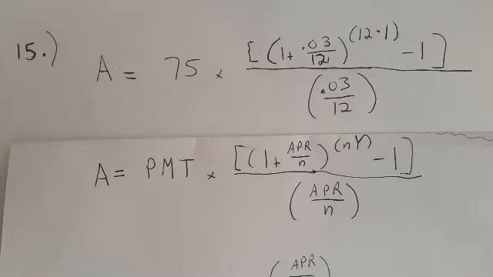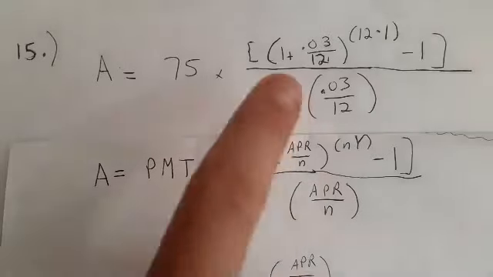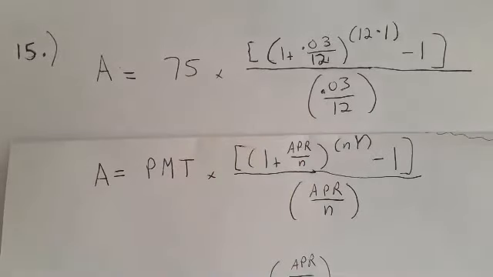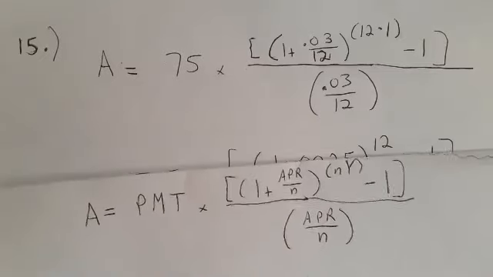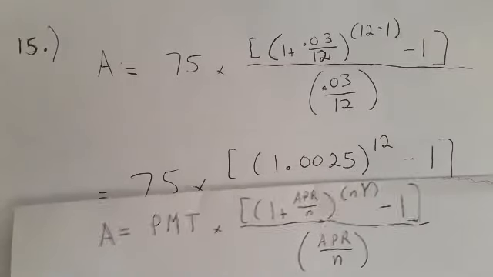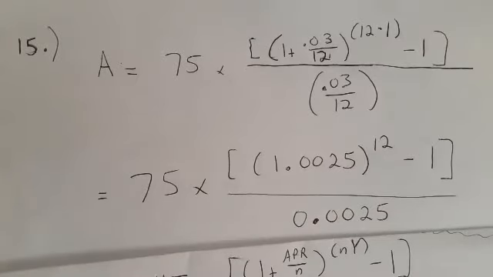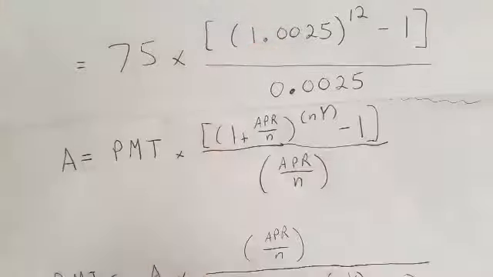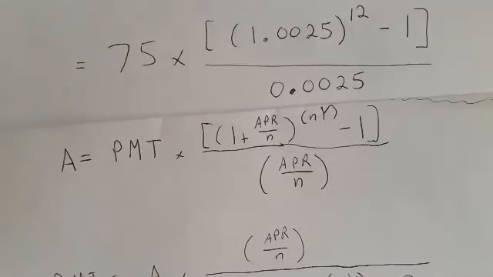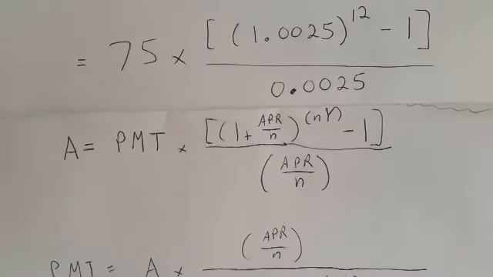Okay, so I want to do some of this stuff. So if we do 0.03 divided by 12, and we add 1 to it, 1.0025. Okay, and if we don't add 1 to it, it should be like what? 0.0025? Yeah. All right, good. Got you.